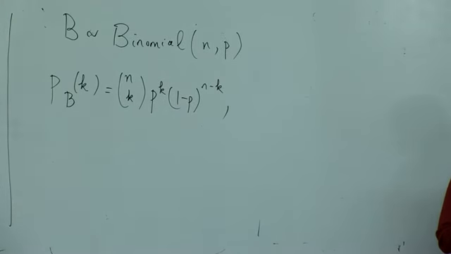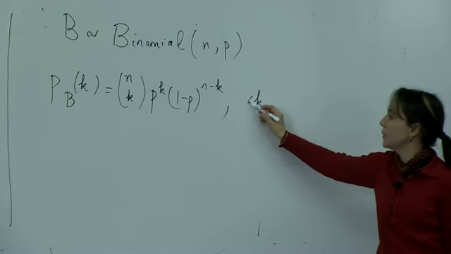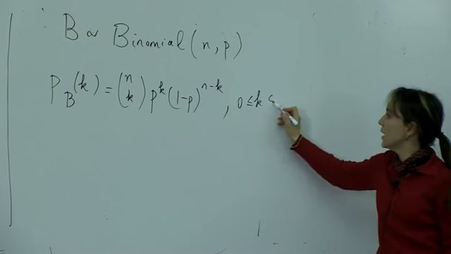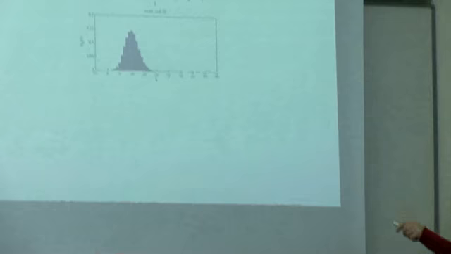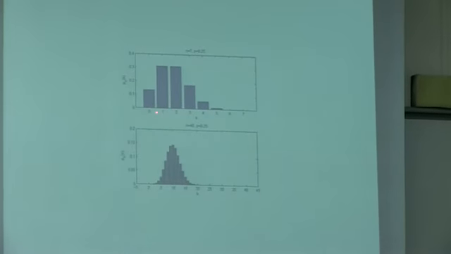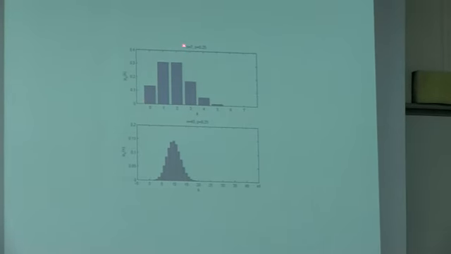For which values of k? K between 0 and n, and k is an integer. Okay, all integers from 0 to n. So we have plots of this. Remember, last time we looked at the same plots. Now these are PMFs. This is the PMF of a binomial random variable with parameters 7 and 1/4. And this is the PMF of a binomial random variable with parameters 40 and 1/4.